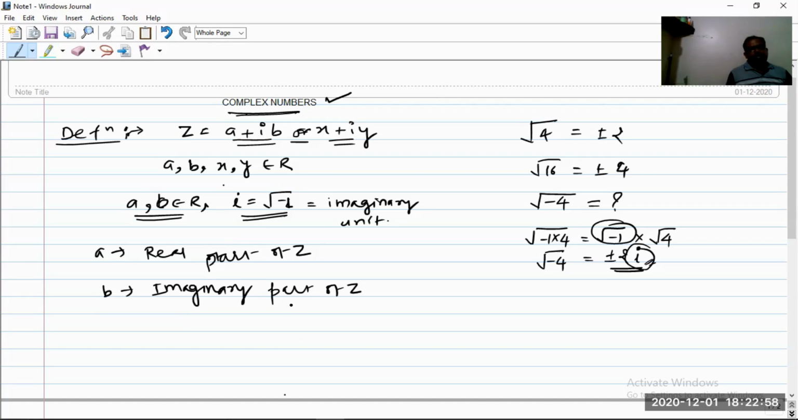Why are they called real part and imaginary part? Because here a is free from the imaginary unit i, so it is purely a real number. So we can say it is the real part of z.